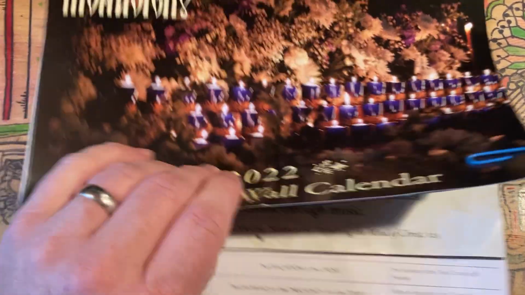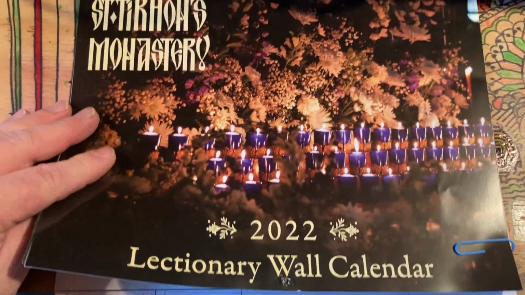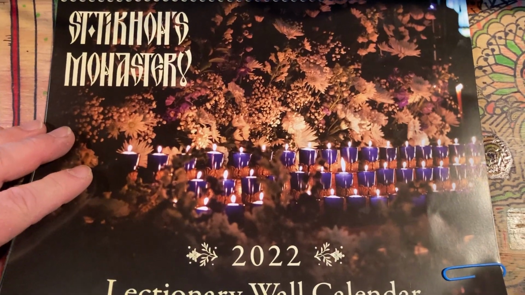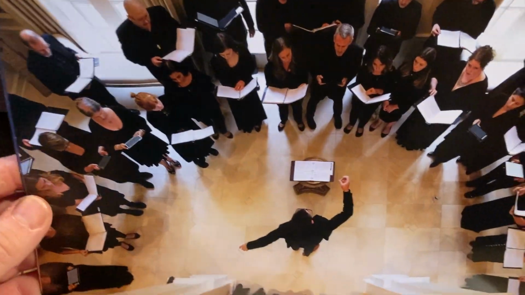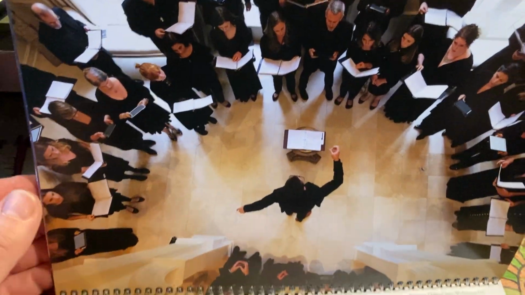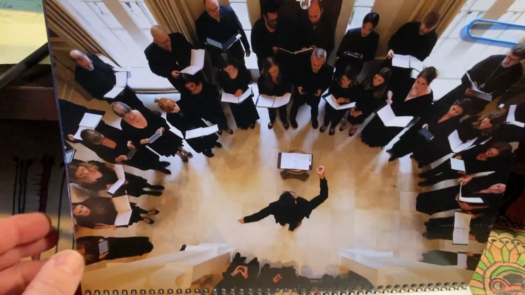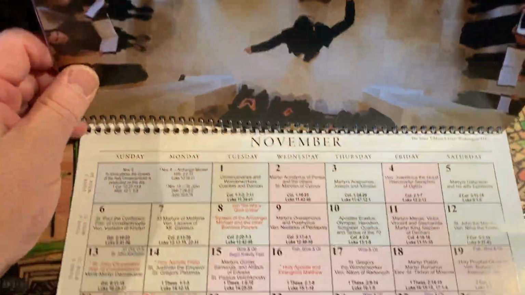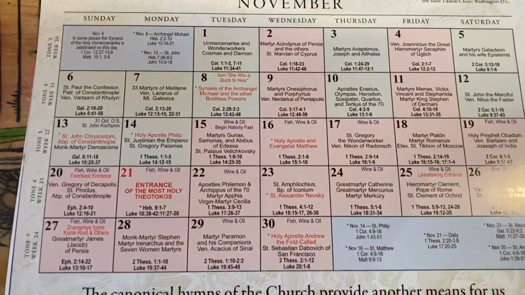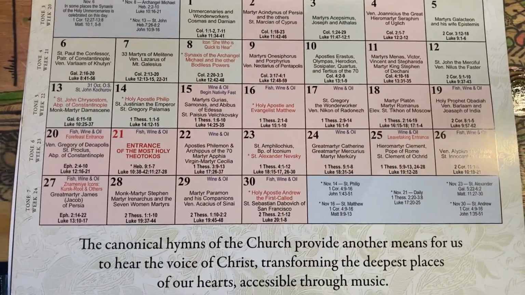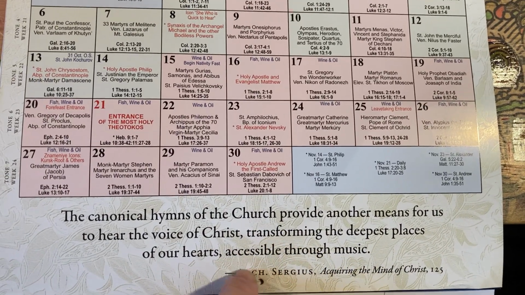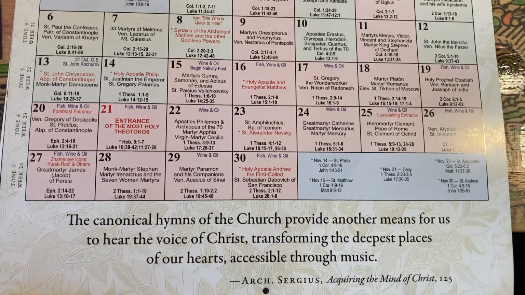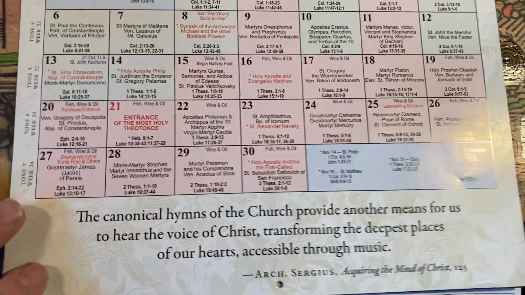So, it's a calendar. So if you know how to use a calendar, you've got that going for you right there. Usually in this calendar, there's some artistic things, sometimes an icon. In this case, it's an image, I think, of the St. Tikhon's choir. But every month, you have all the dates listed out for you. Usually there's something at the bottom, some sort of saying, well, you can see right there what's going on there.